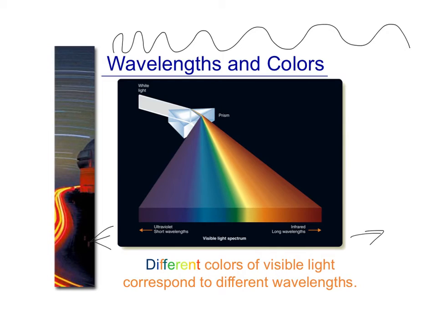So we see our sun as yellow because it happens to radiate within the yellow portion of the spectra. So every color corresponds to different wavelengths of light. And each of those wavelengths has their own frequency.